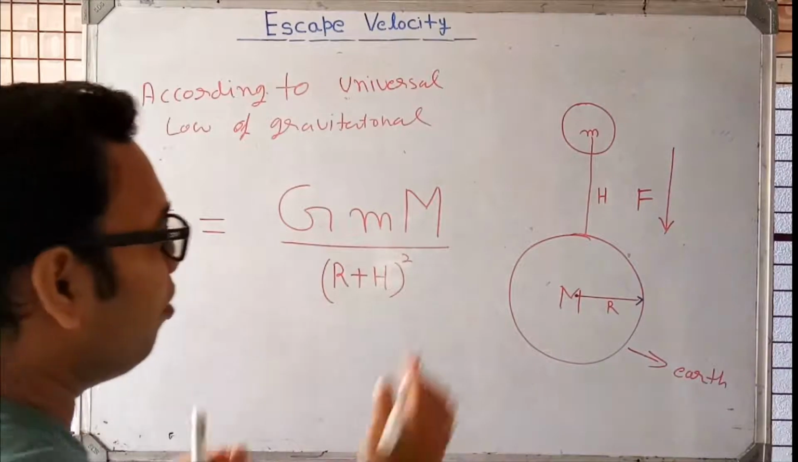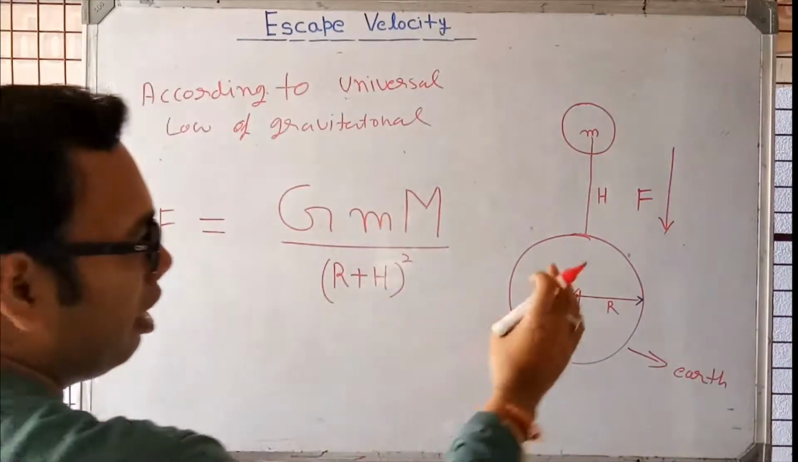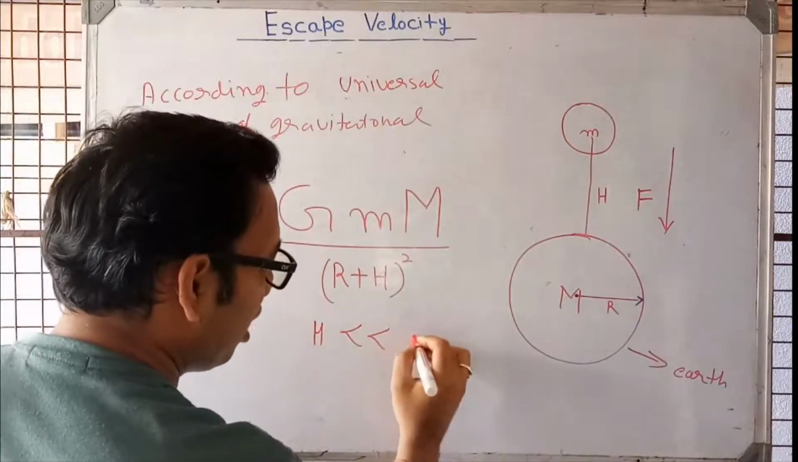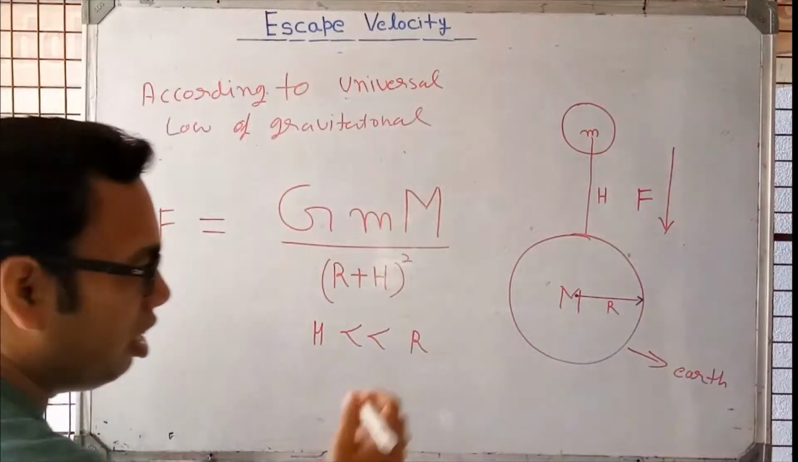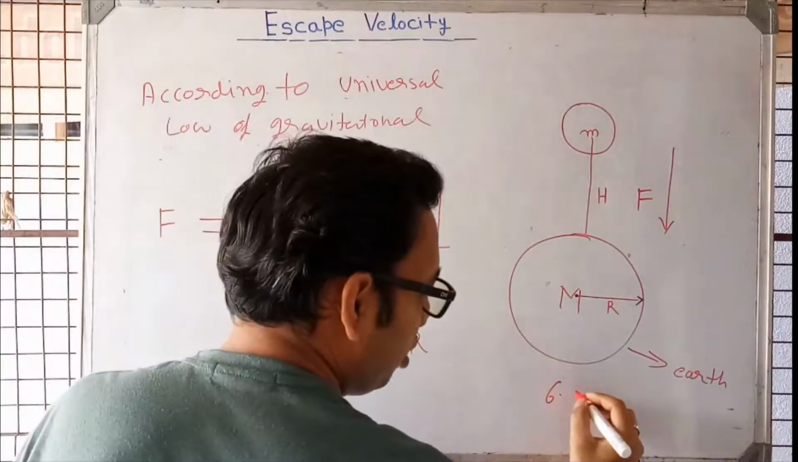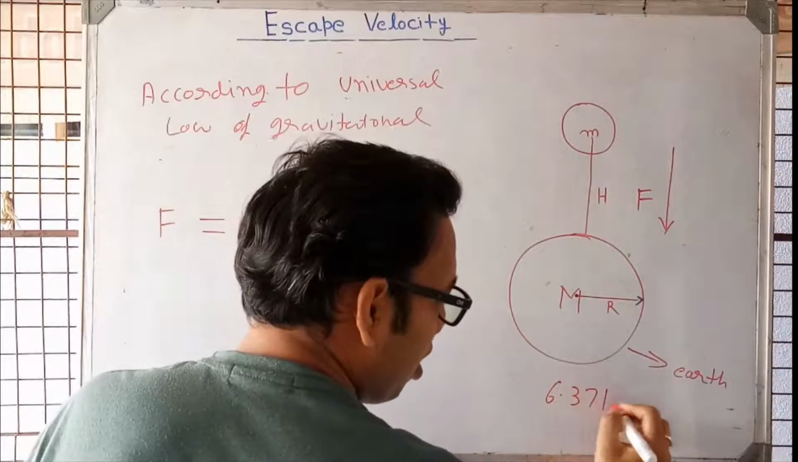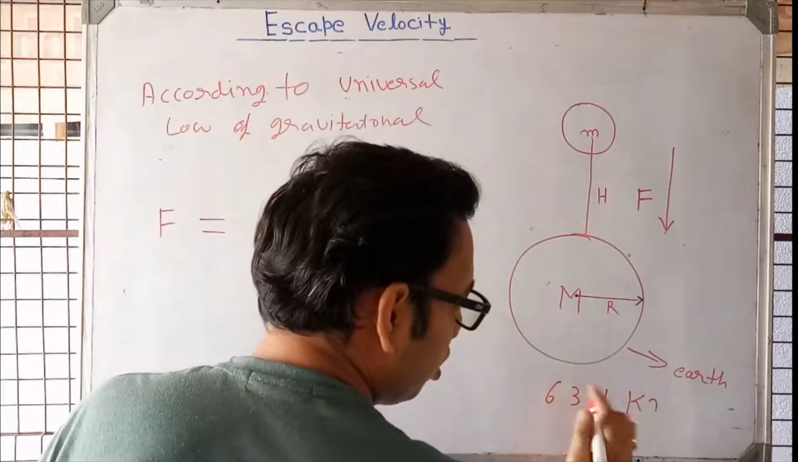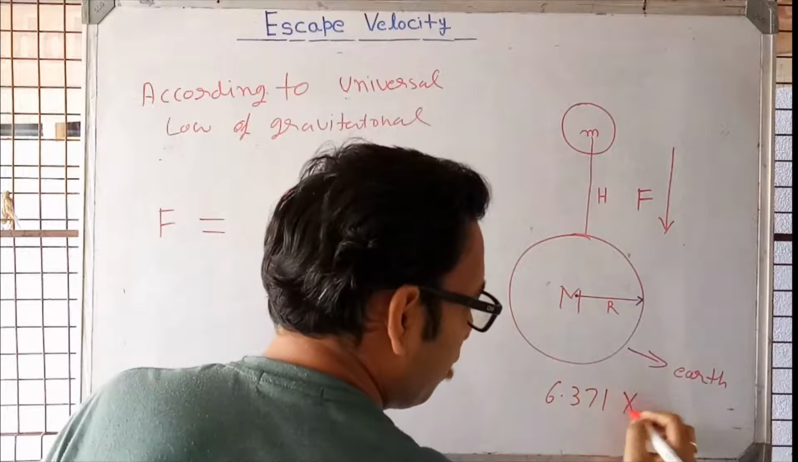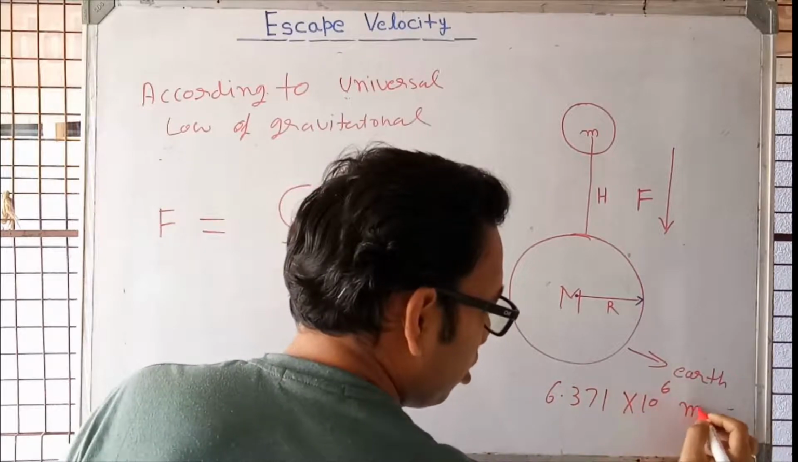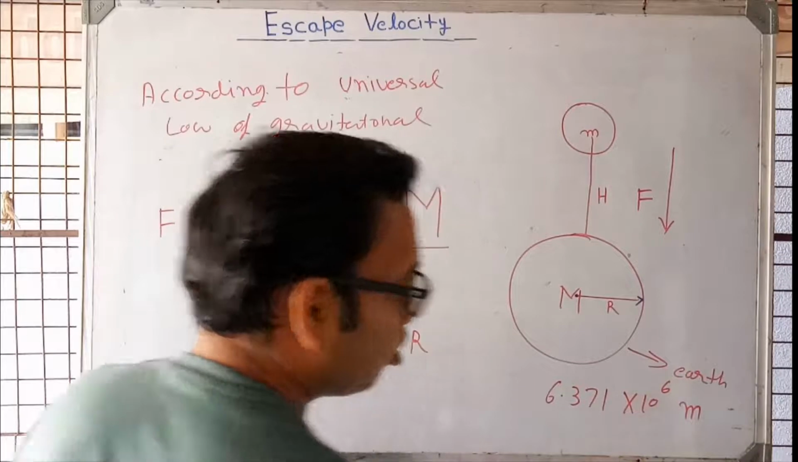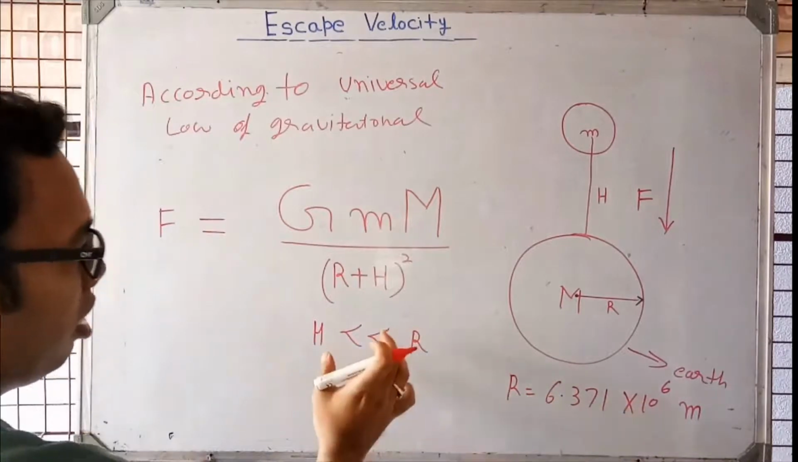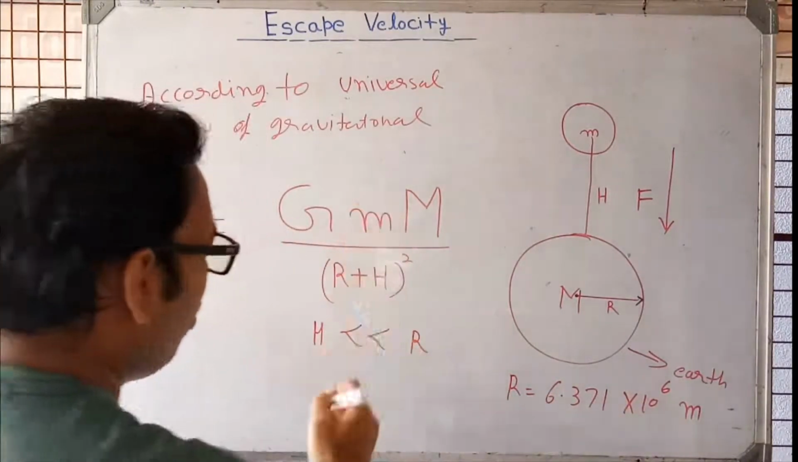If we go for the derivation, we will neglect this h. Here h is very small compared to the radius of earth. The radius of earth is 6.371 into 10 to the power 6 meter. This much is the radius of earth. In comparison to this, h is very, very small, so we will neglect this.